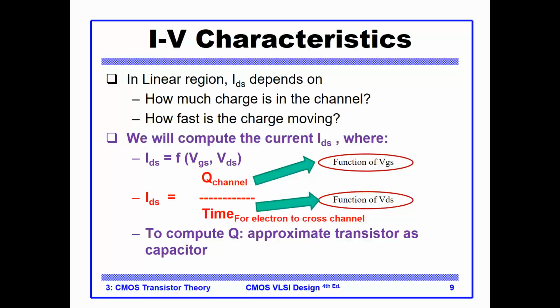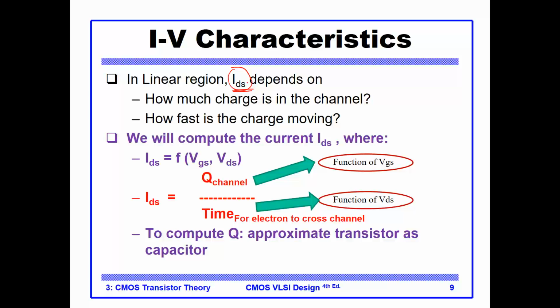Hi, this is part two of the lecture for MOS transistor theory. And in this lecture, what we will do is we'll try to derive the relation that predicts the current in the transistor, and this is IDS.